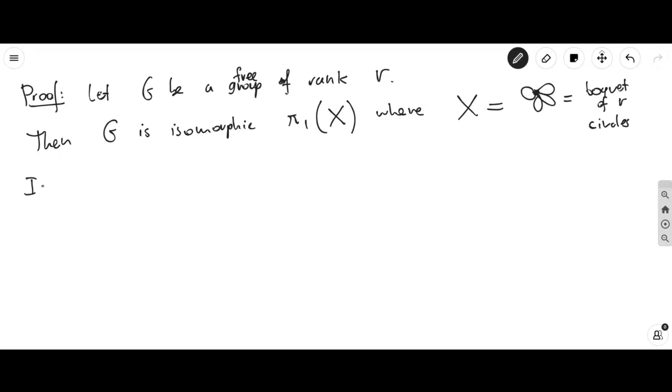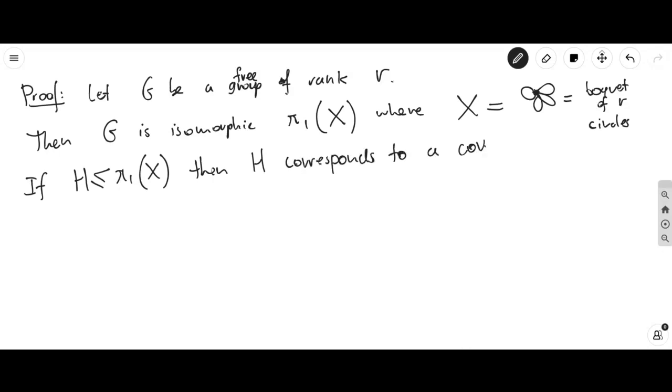Now, if H is a subgroup of the fundamental group, so it's a subgroup of G, but G is isomorphic. So let's just assume that H is a subgroup of the fundamental group. Then H corresponds to a covering of X. That was the correspondence theorem that we talked about, that the subgroups of the fundamental group correspond to a covering. So there's a covering of X.